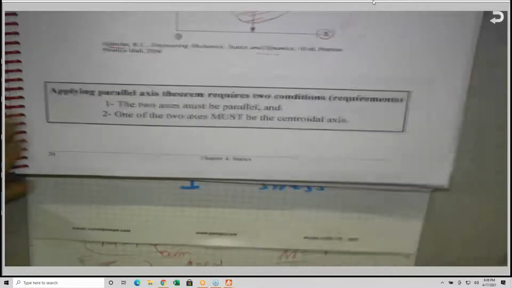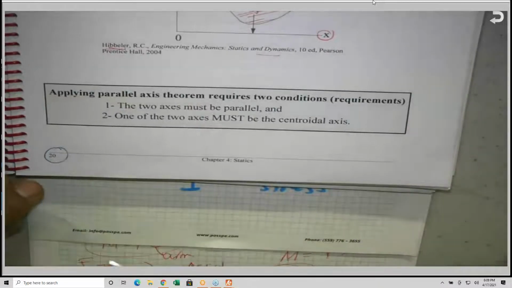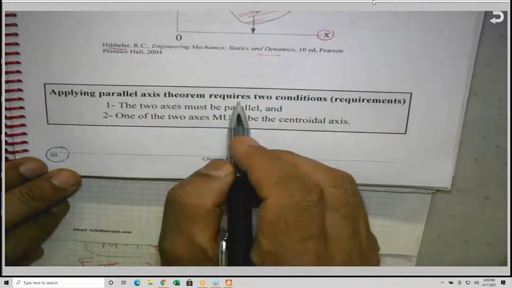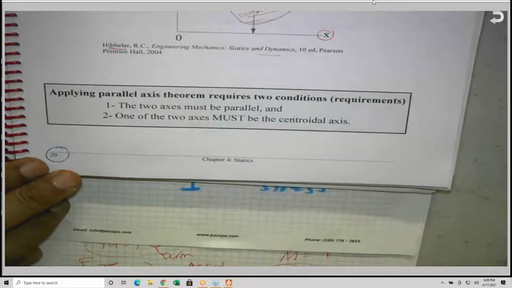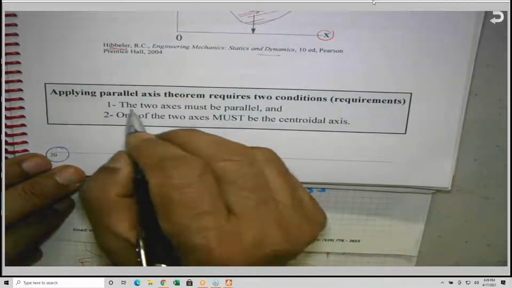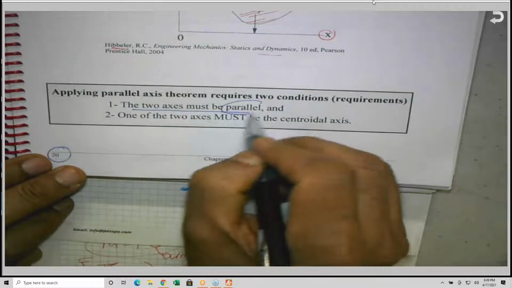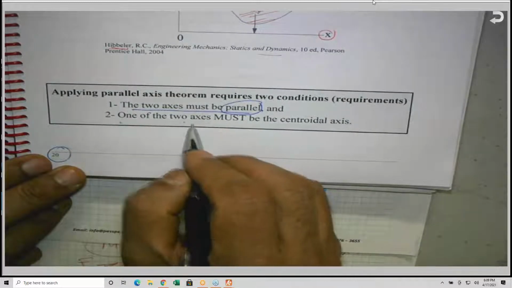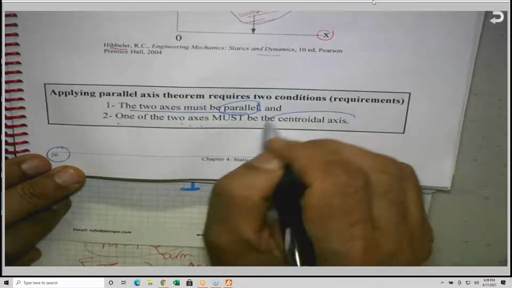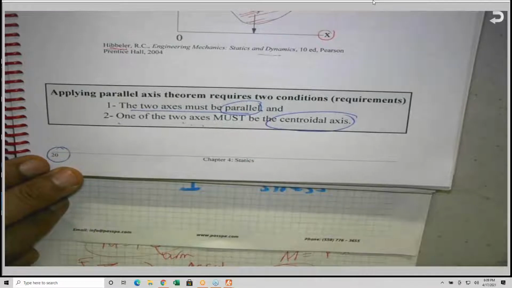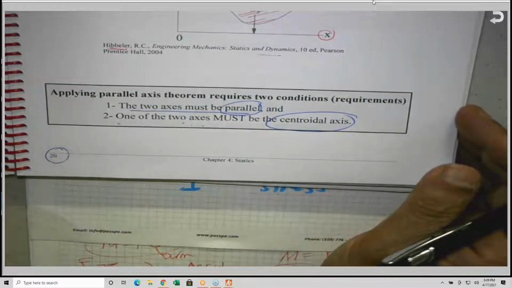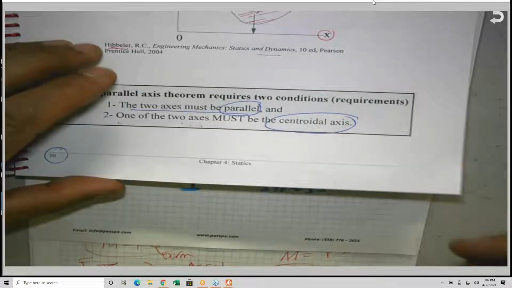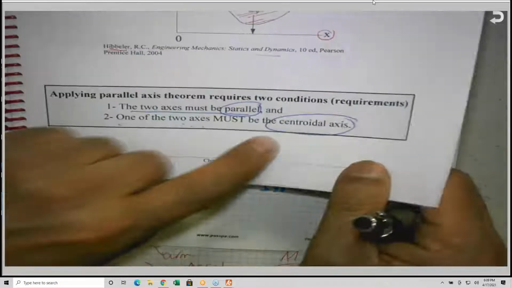I put them here. I am on page 20. Applying the parallel axis theorem requires two conditions. Number one, the two axes must be parallel. And one of the two axes must be the centroidal axis. So those two requirements are very, very important. The two axes must be parallel, and one of them must be the centroidal axis.